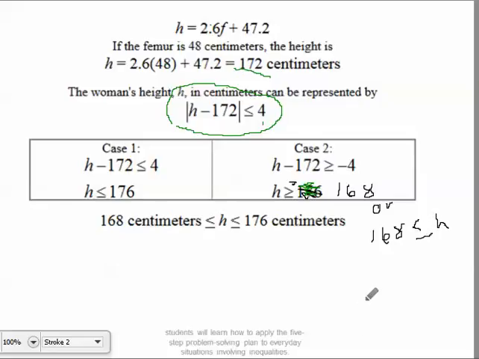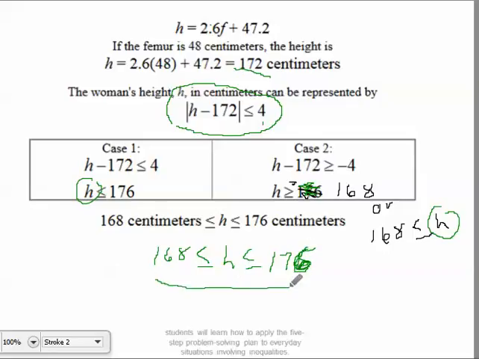Now I've got this monkey in the middle situation. I've got h on this side and h on this side, and I can write it as 168 less than or equal to h, less than or equal to 176. 176, not 75, Charles. So now we've got a range of values that we can work with. We know how tall the woman is, plus or minus 4 centimeters. Makes sense? That's a forensic science method of using these absolute value inequalities. Wow, it actually does have application somewhere else.